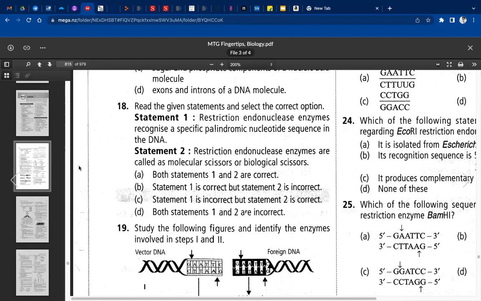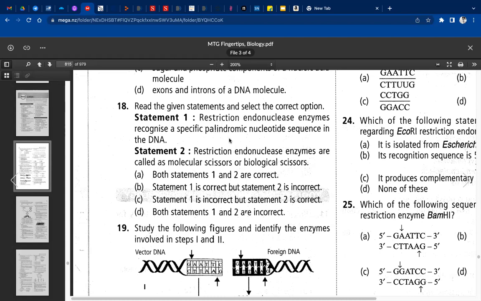Can you read question 18, Donna? Yes, sir. Read the given statements and select the correct option. Statement 1, restriction endonuclease enzymes recognize a specific palindromic nucleotide sequence in the DNA. Statement 2, restriction endonuclease enzymes are called molecular scissors or biological scissors.